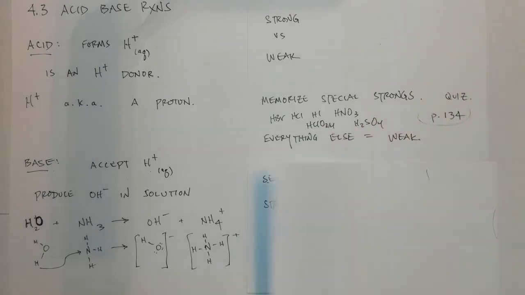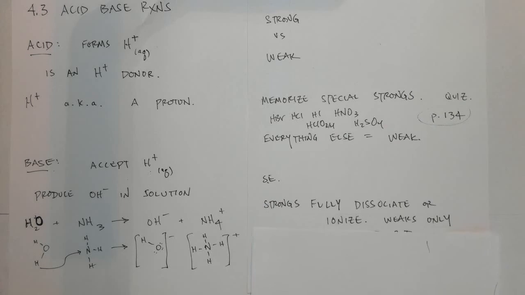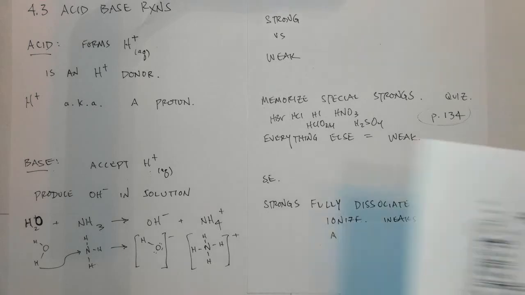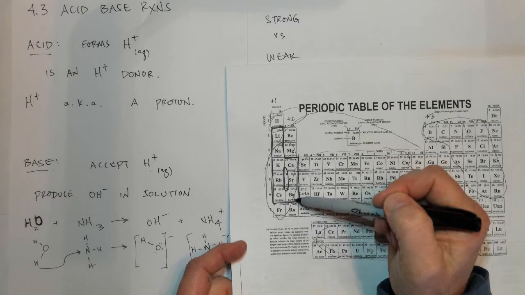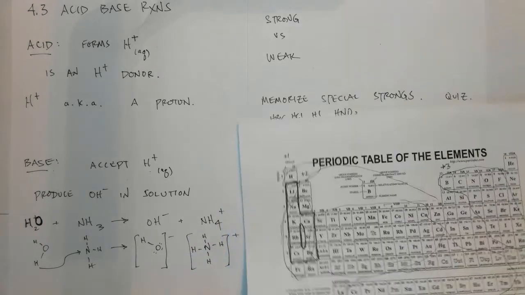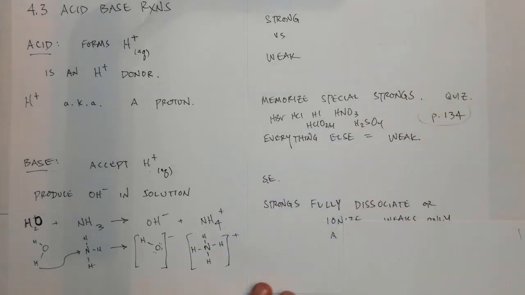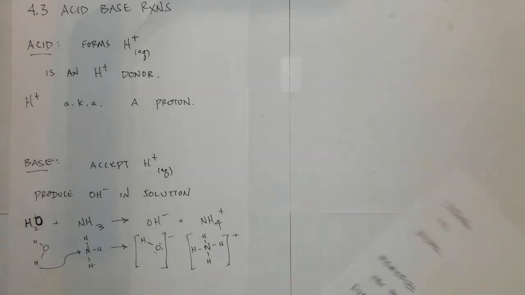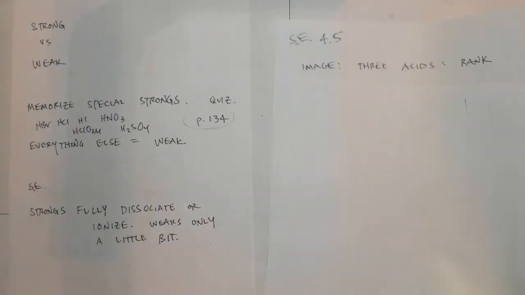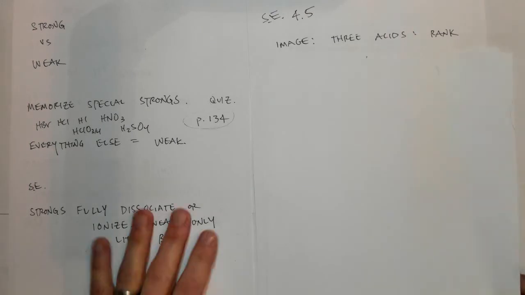Everything else is a weak acid. The strongs fully dissociate or ionize, and the weaks only a little bit. The strong bases, of course, are the hydroxides of lithium, sodium, potassium, rubidium, cesium, calcium, strontium, and barium, and you should have those memorized as well, and you should be able to write those formulas, and there'll be a quiz on those as well. So doing it as particles is also valuable.